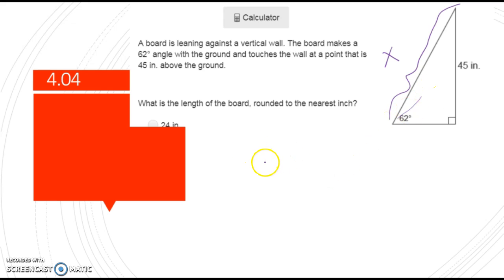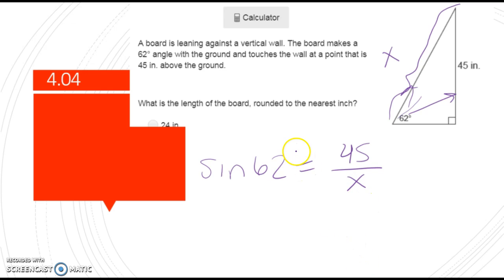So we're going to use trig again. We're going to set this up. We have opposite and we have hypotenuse. So we're going to set up with sine. Sine of 62 is equal to opposite, which is 45, over hypotenuse, which is x.